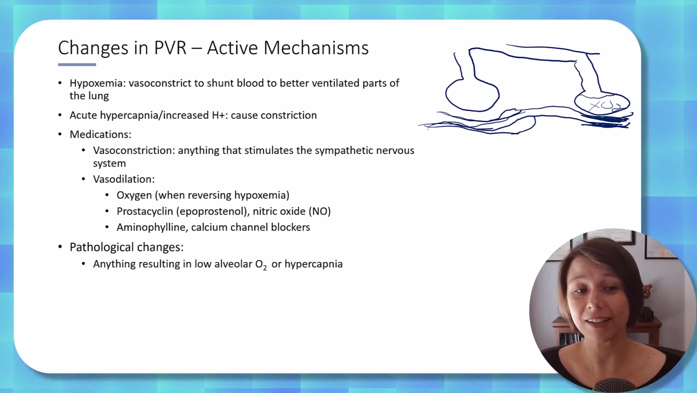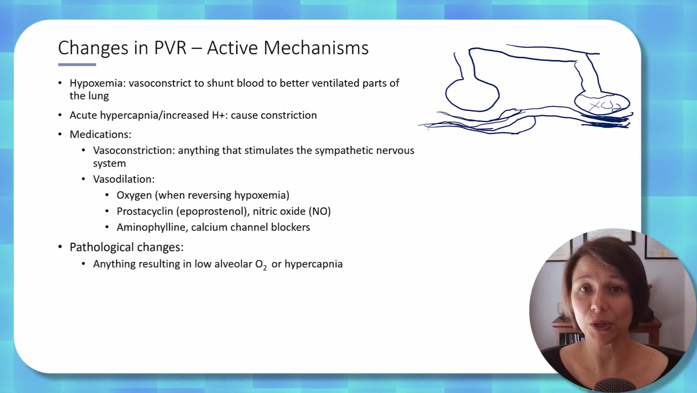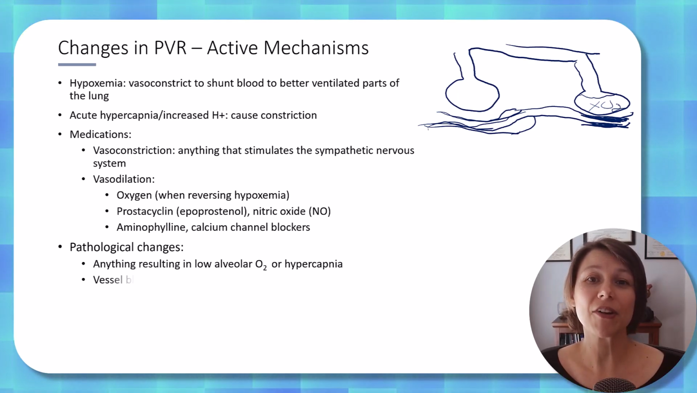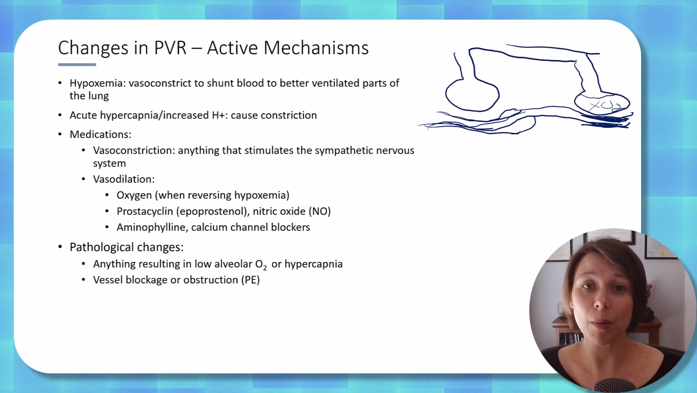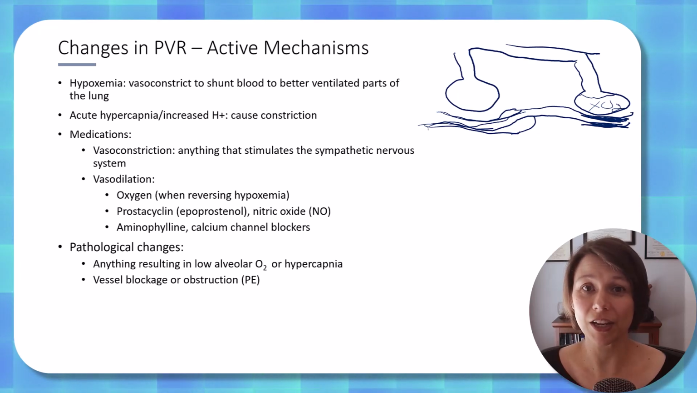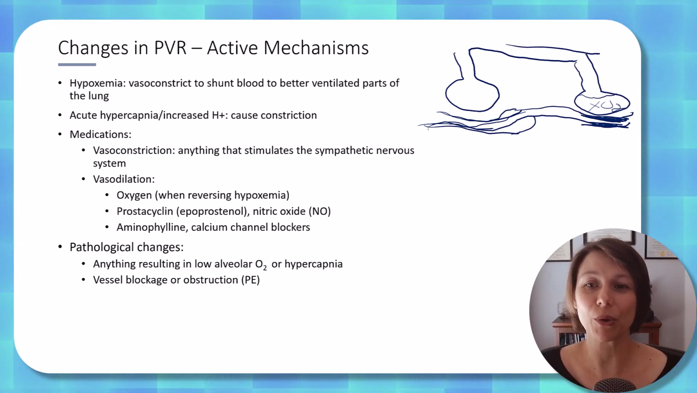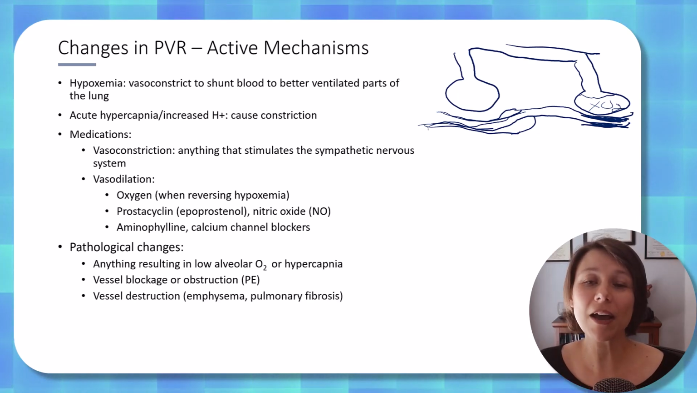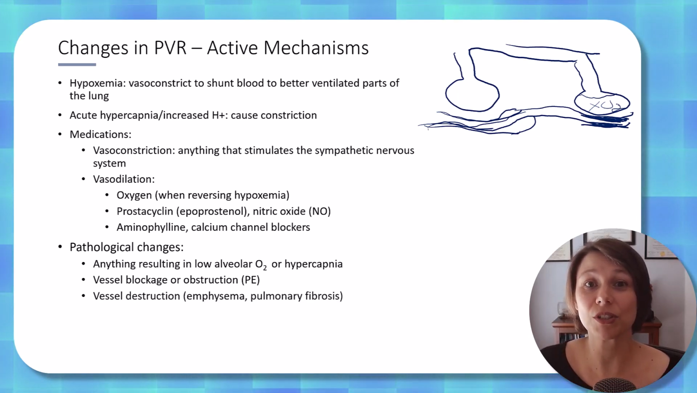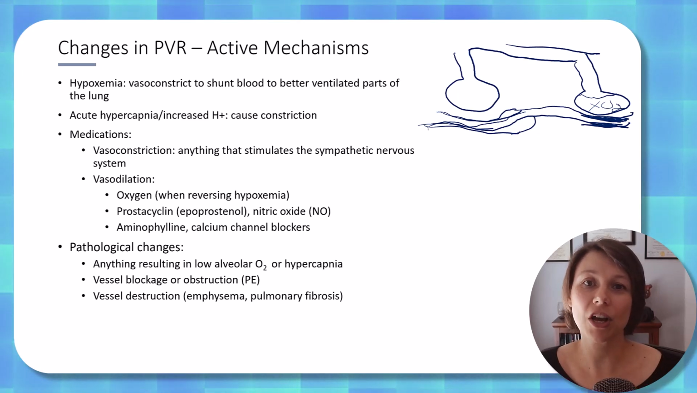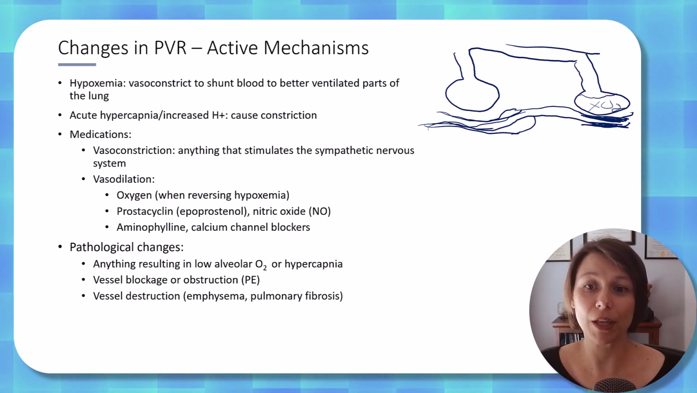Anything that results in a low alveolar O2 or hypercapnia is going to cause that vasoconstriction. If I have a vessel blockage like a pulmonary embolism, that's going to increase PVR because it's going to prevent blood flow from going through. And then I also have diseases that cause vessel destruction. Both emphysema and pulmonary fibrosis will actually cause destruction of the alveolar capillary bed.